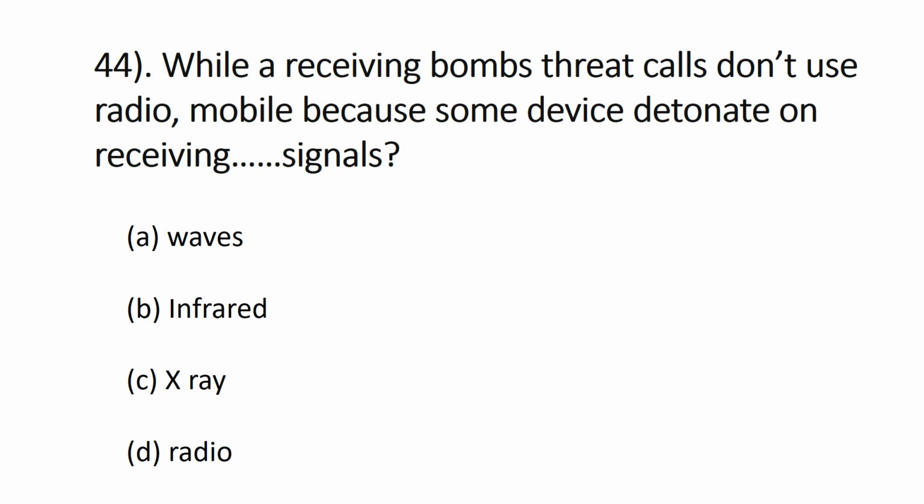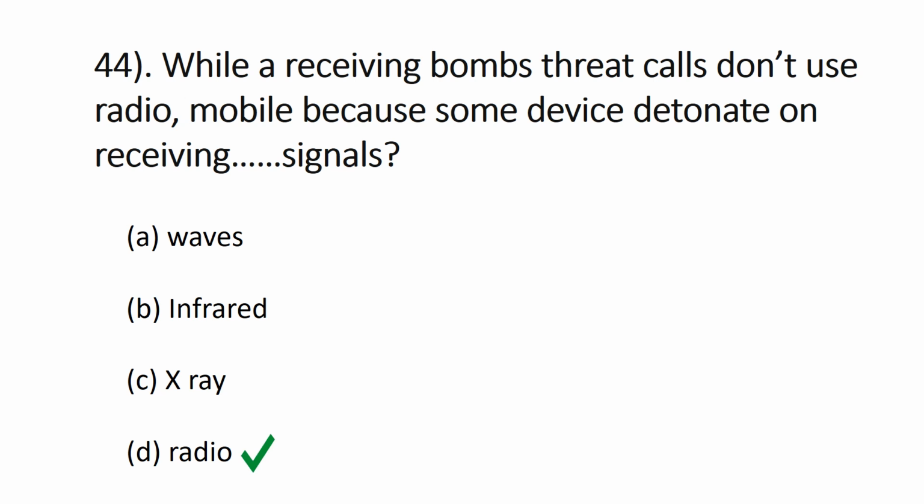Question number 44. While receiving a bomb threat call, don't use the radio or mobile phone, because some devices detonate on receiving a signal. A. Web, B. Infrared, C. X-ray, D. Radio. The correct answer is radio, because some bombs or devices can detonate by getting a radio signal. The radio signal transmits from your portable radio or your mobile phone. So when you are dealing with a bomb threat, you have to switch off your mobile and turn off your radio.